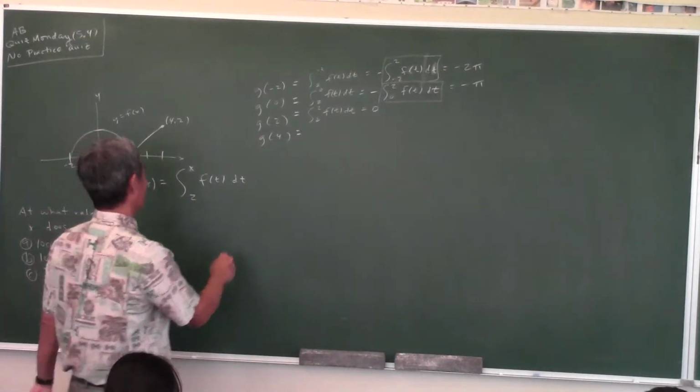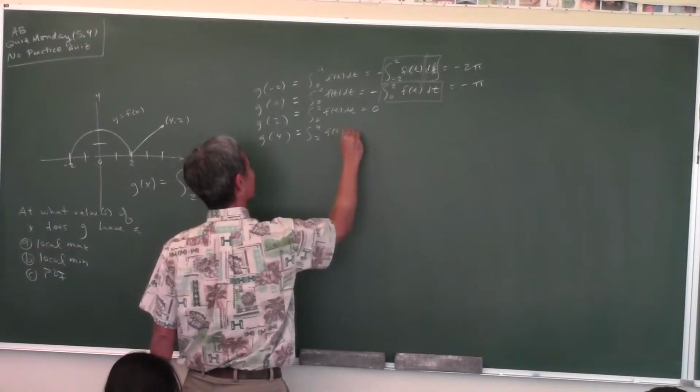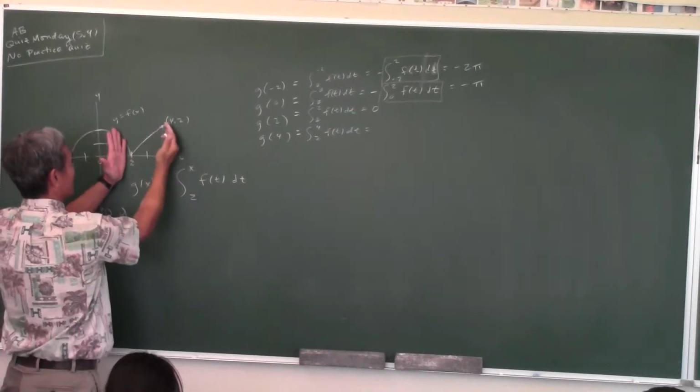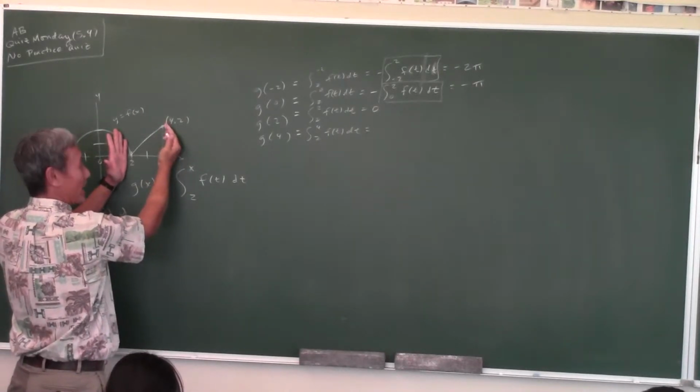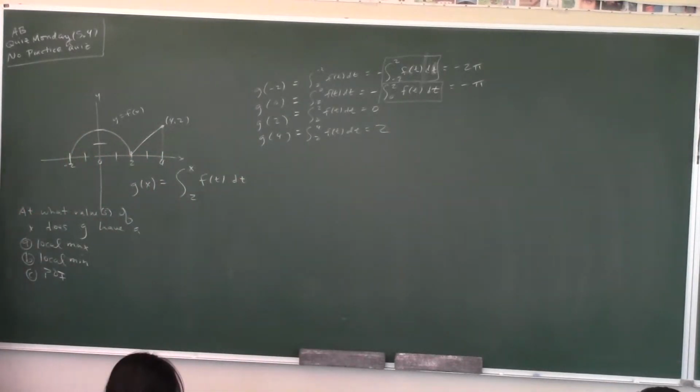And then finally, plug in 4. The integral from 2 to 4 of f of t dt is the area from 2 to 4. Well, here's 2 to 4. What's this area right there? It's a triangle. 1/2, 2 times 2, which is 2. Okay, so can everybody do that? Because we're actually going to use it in this problem.